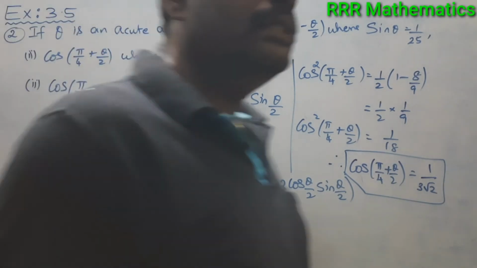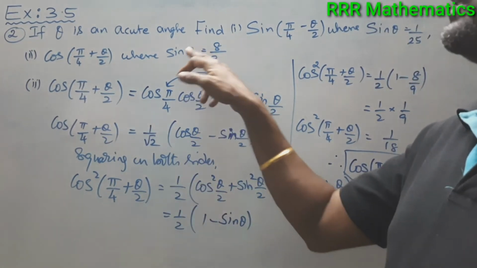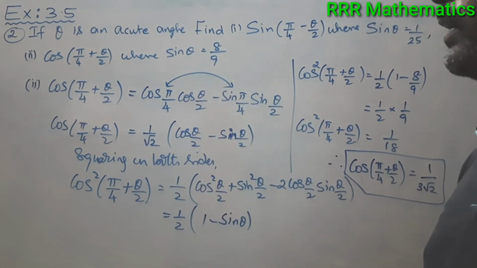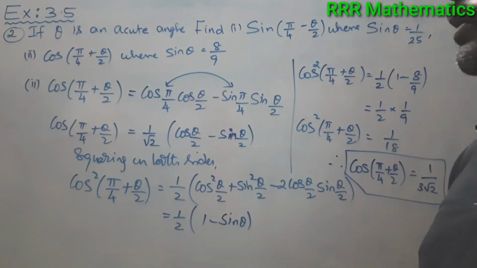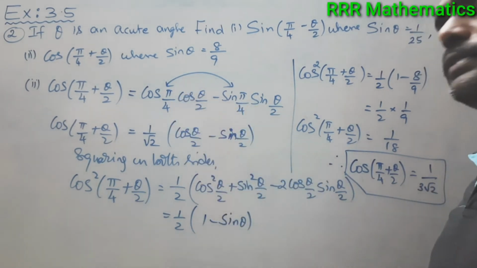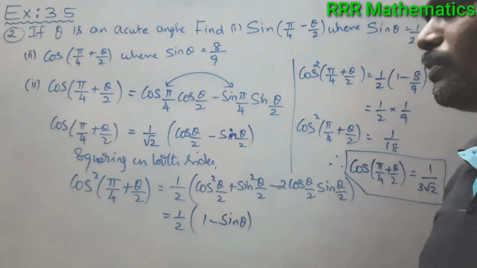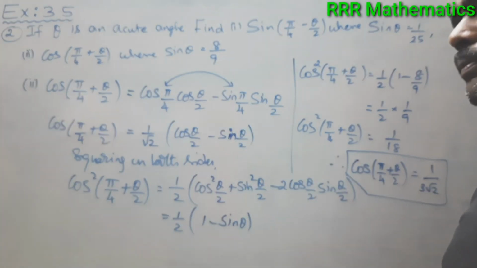Very simple. In this case, you want to find out the value of cos of pi by 4 plus theta by 2, where sin theta is given, whose value is 8 by 9, and theta is an acute angle. So very first step, I use the compound angle formula cos of a plus b, which gives cos a cos b minus sin a sin b. Here cos 45 and sin 45 give the same value. I can take common, which is nothing but 1 by root 2. So 1 by root 2 into cos theta by 2 minus sin theta by 2.